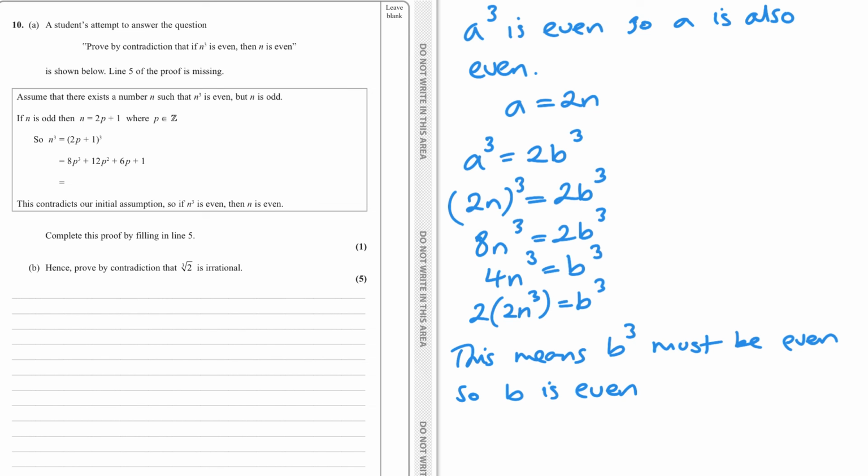And now we're also there, because if both a and b are even, then they have a common factor of 2, and this is going to contradict the statement that a and b have no common factors, and then we can do our conclusion.